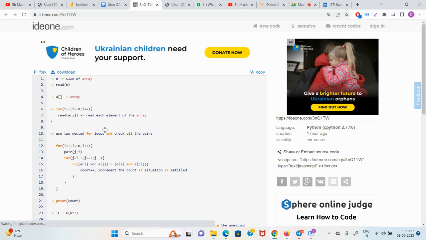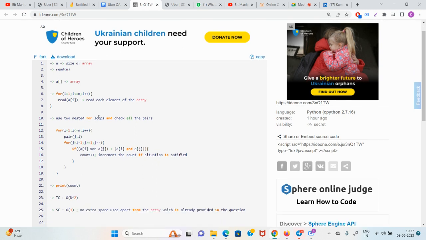Okay. Now we use two nested for loops and check all the pairs. Okay, guys. So I am starting my pointer from i equal to 1 and it will go till n. Okay. And all the pairs which I will be considering is j comma i. So I will be starting a pointer j at i minus 1. It will go till 1, j minus minus. Now I will just check the condition, guys. If a of i XOR a of j is greater than a of i and a of j, then I will increment the counter, count equal to count plus 1.